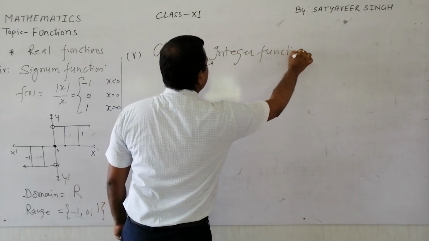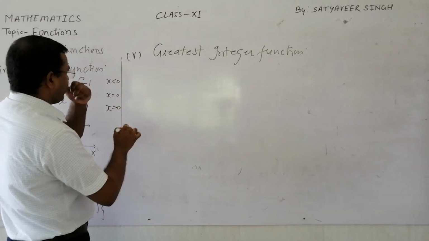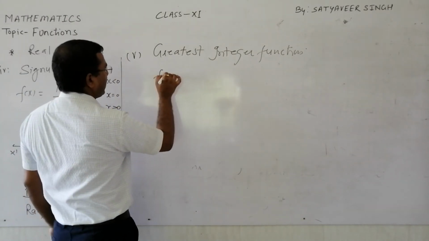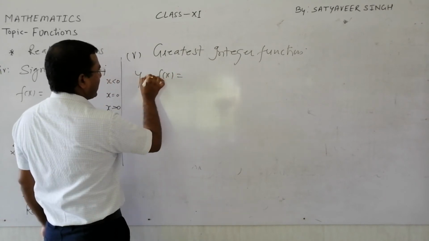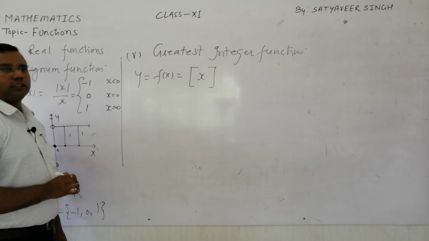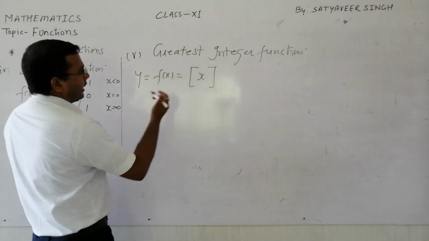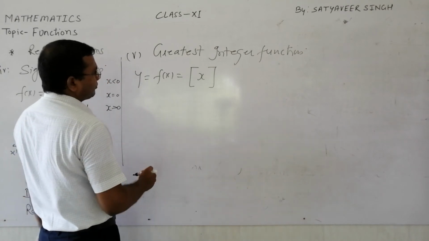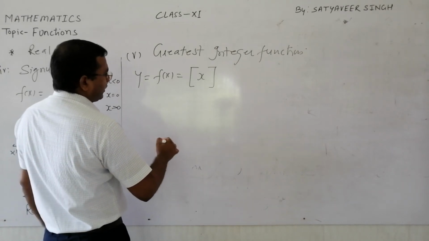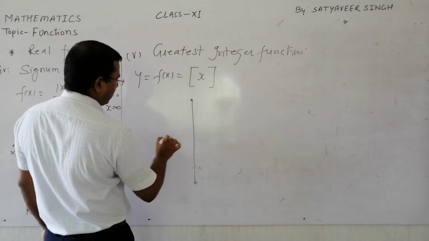And very important, again and again I am saying, so don't feel bad. The function is like y is equal to f(x) is equal to [x], simply it is written like this. So this function is called the greatest integer function. And how do you find out the value of this? First of all, with the help of the graph, I will try to explain this.